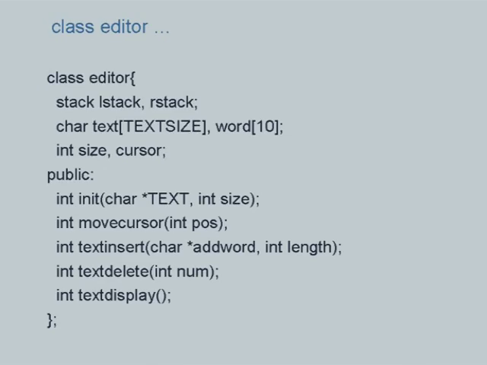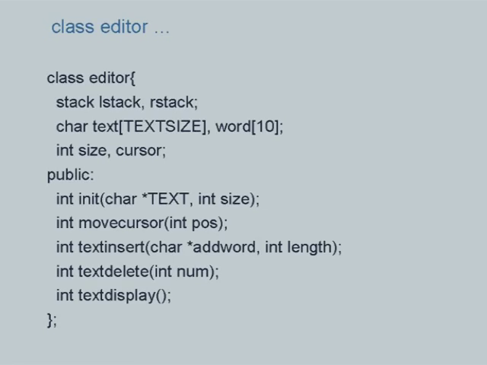Similarly, I have text insert. So I have a char star add word and an int length of that add word. And finally, I have int text delete, int num. So this is a number which I give. So that many characters will have to be deleted. I have added, as a good measure, a function called int text display. Particularly when I am debugging, I would like to display the text. As we shall see later, this function is not very useful here because it will have to display by calling the stack.